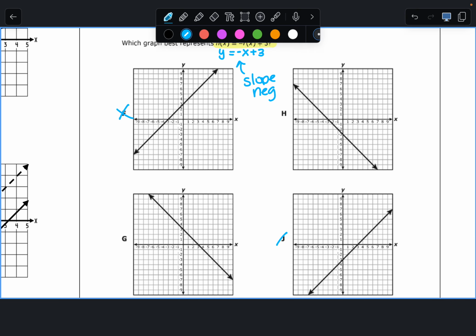It's not F and J. Then your y-intercept is negative 3. So your answer is? Now you can type that equation in the y equals and compare the graphs. Okay?